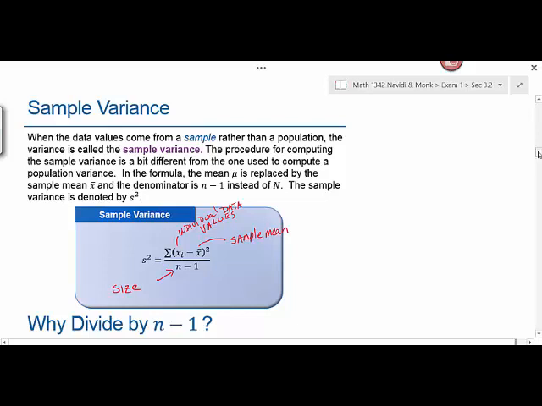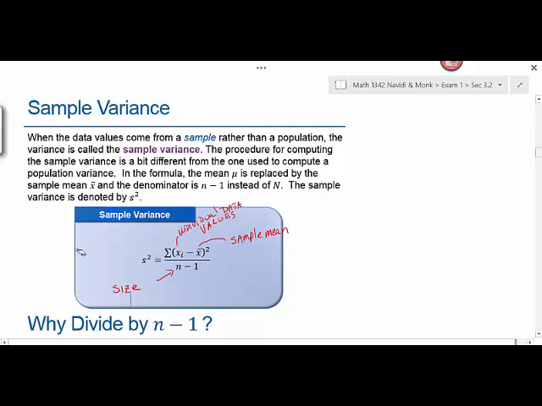When computing the sample variance, we use the sample mean to compute the deviations. For the population variance, we use the population mean for the deviations. It turns out that the deviations using the sample mean tend to be a bit smaller than the deviations using the population mean. If we were to divide by n when computing a sample variance, the value would tend to be a bit smaller than the population variance. So to offset that, we divide by n minus 1.